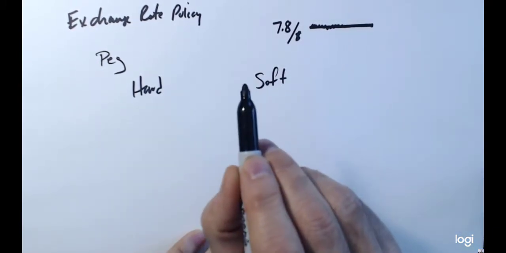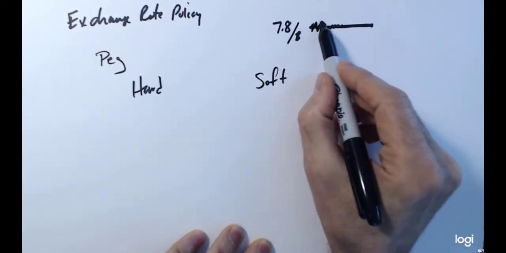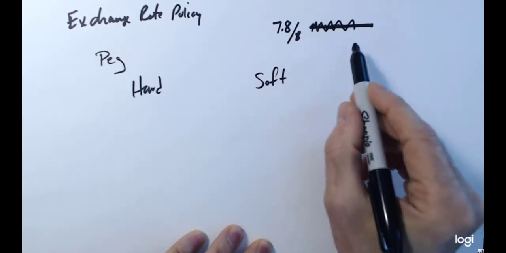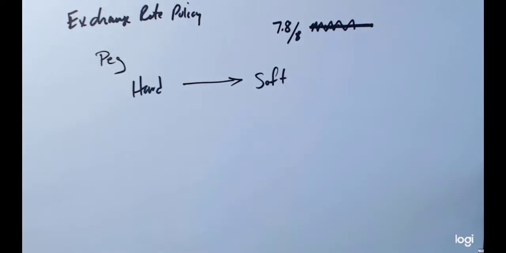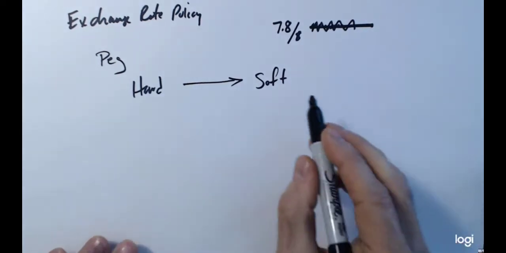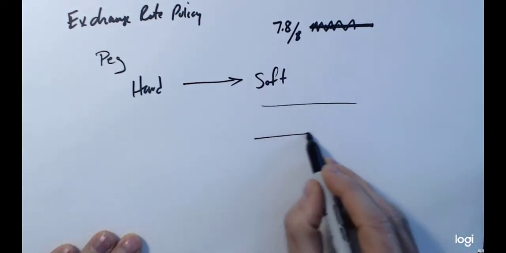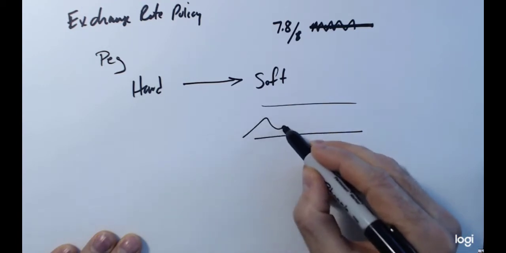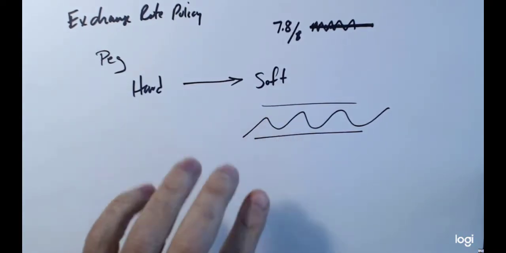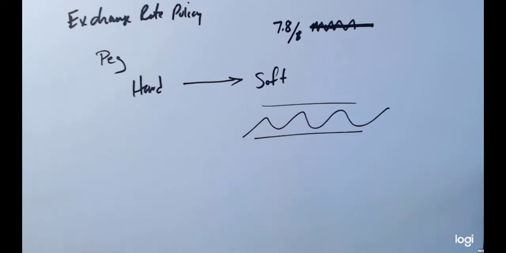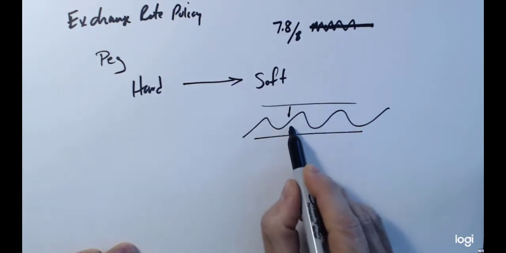And the question is, well, how much wiggle room is there allowed? The more wiggle room you allow, the more you lean towards what's called a soft peg. Sometimes soft pegs will be called tunnels or snakes. So the exchange rate can move over time within an upper and lower boundary. Exchange rate policies are implemented to stabilize exchange rates because you can narrow this substantially.